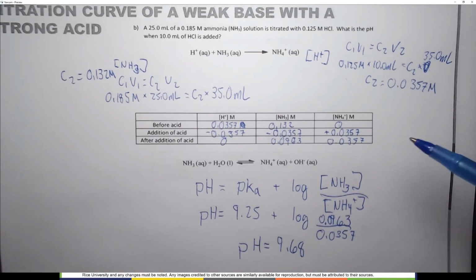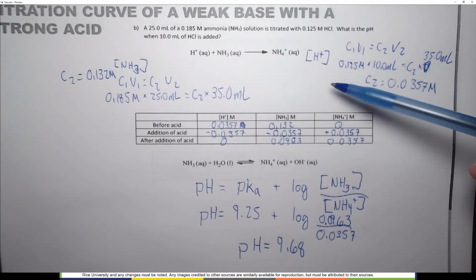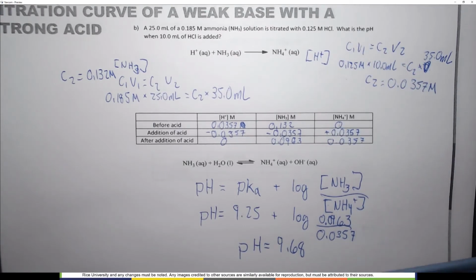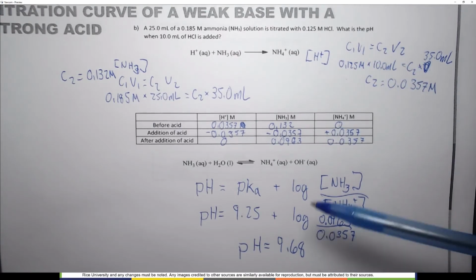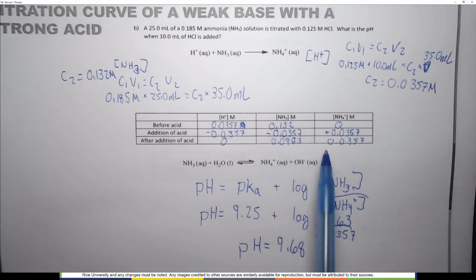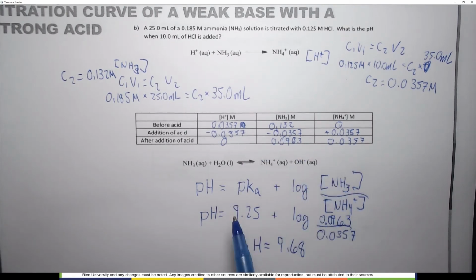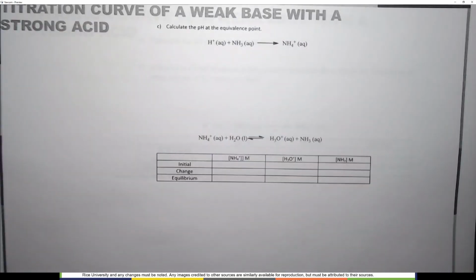9.68. So the pH went down quite a bit when we added 10 milliliters of acid, and this occurred because we moved into a buffered solution, and in a buffer solution, the pHs are relatively close to the pKa. The solution had an original pH of, I don't remember exactly, 11.5, something like that, and it dropped quite precipitously right at the beginning of the addition of acid because we're now moving into a buffered solution. Let's look at the next one.